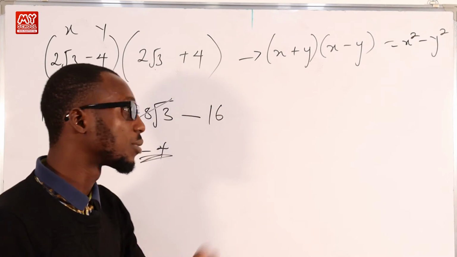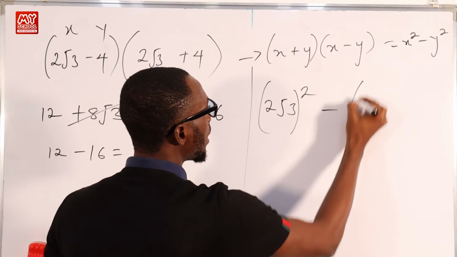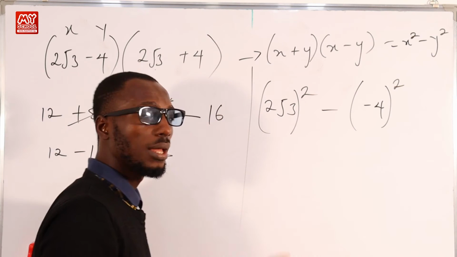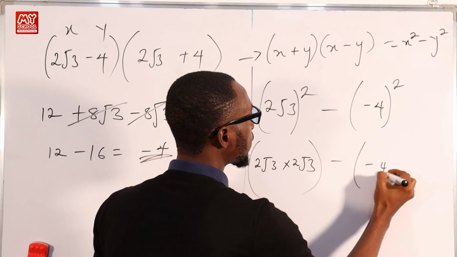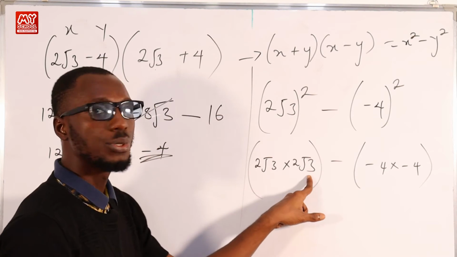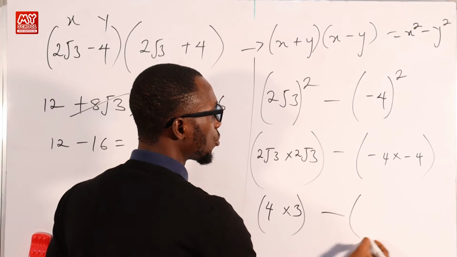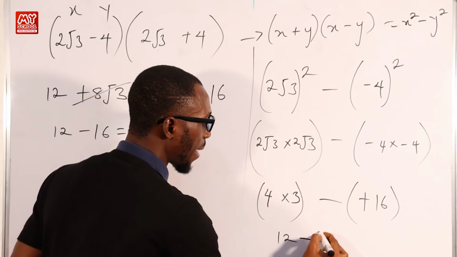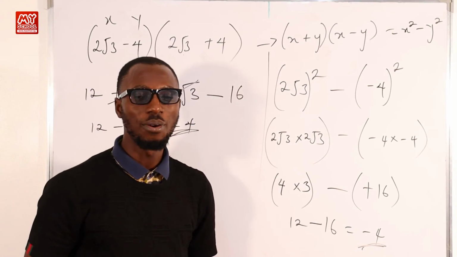So if you want to use this shortcut, we can just have our x squared, which is 2 root 3 squared, minus, into brackets, our y squared, which is minus 4 or plus 4, whichever one you want to use. So minus 4 squared. 2 root 3 means 2 root 3 times 2 root 3, minus into bracket minus 4 times minus 4. Very easy, right? 2 times 2, we have 4 times root 3 times root 3, that gives you root 9, and square root of 9 is 3. Minus into brackets minus 4 times minus 4, that gives you plus 16. 4 times 3, that is 12, minus times plus, that is minus, so that still gives you minus 4. So if we scan through our options together, you realize that option A is correct.